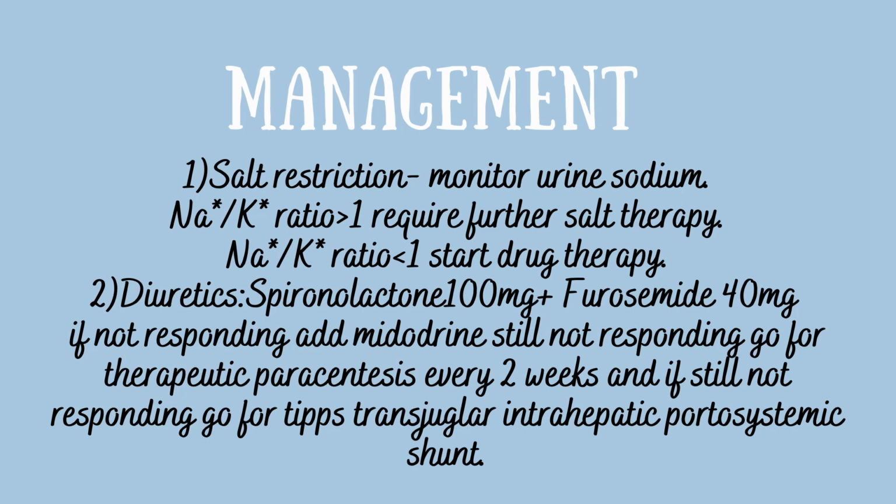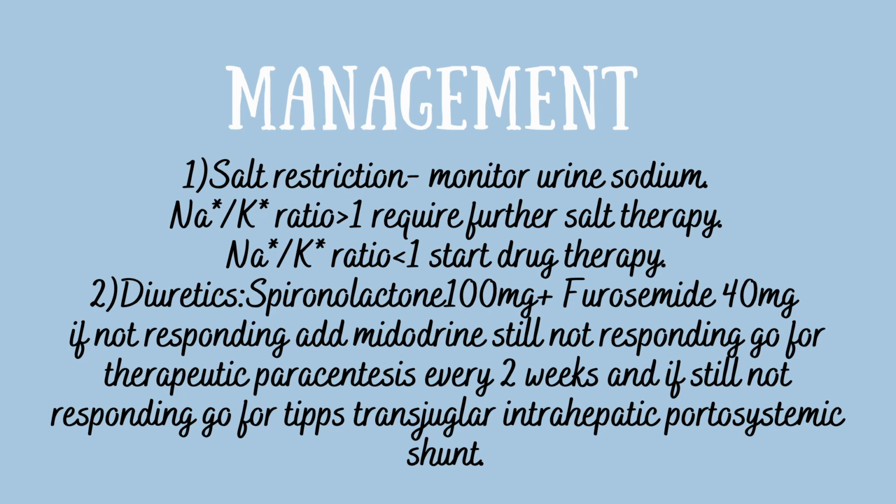To reduce that fluid, you have to give diuretics to the patient, which include spironolactone 100 mg plus furosemide 40 mg. If the patient is not responding to diuretics, then you can add the drug midodrine. If he is still not responding, then you can go for therapeutic paracentesis. That means you will drain out that fluid manually every 2 weeks. And if still not responding, then you have to go for TIPS. TIPS is the last stage.